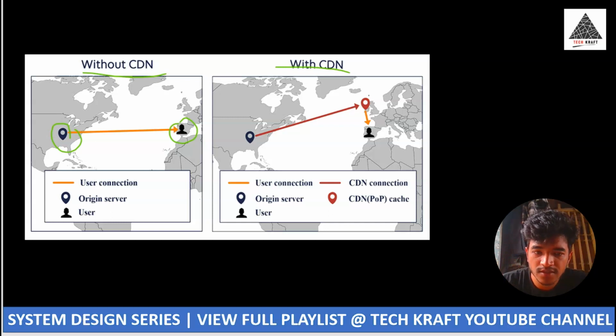What if with CDN? There is a CDN PoP cache located in Europe, see this location mark. He gets data very fast because the data he wants is nearer to him. This makes the application more performant.